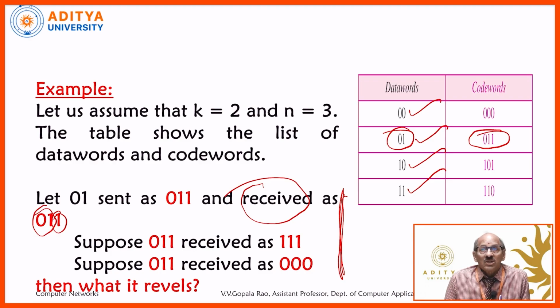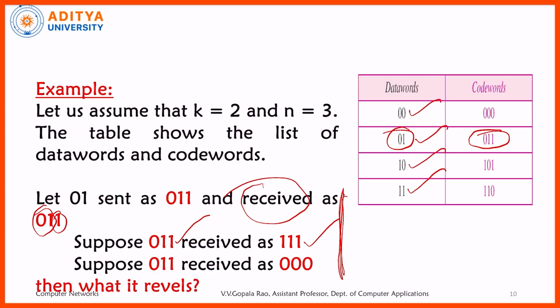Now, this is not the case always. Sometimes the data may be corrupted, or a bit may be altered. Suppose 0 1 1 is actually sent, and the receiver receives it as 1 1 1, let us say. Then immediately the receiver will check this received word against the set of code words available at the receiver also. These are the code words available at the receiver. Immediately after receiving the word, it is going to check the code word pattern, but this triple one is not at all there in the code words.